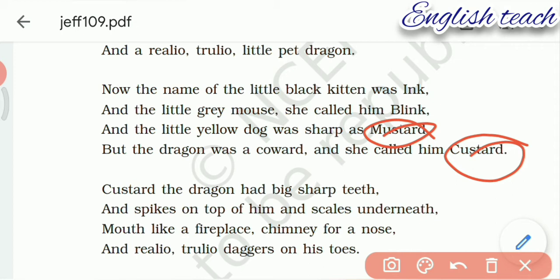In this second paragraph, the poet explains the name of all the animals that are tamed by Belinda. He says that the name of black kitten is Ink, the name of grey mouse is Blink. The little yellow dog had yellow color and so she calls him Mustard. And the dragon that was a coward, that means was a weakling, was called Custard. Weakling means that Custard was the weakest animal among all.